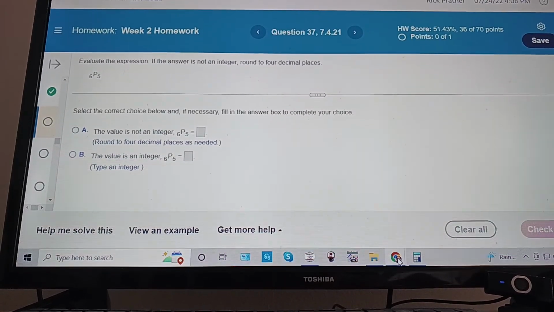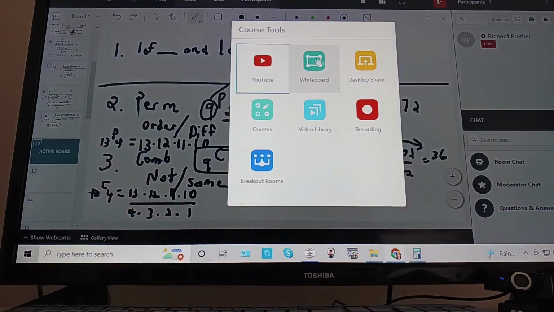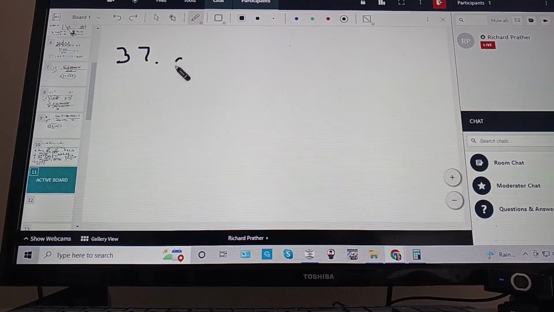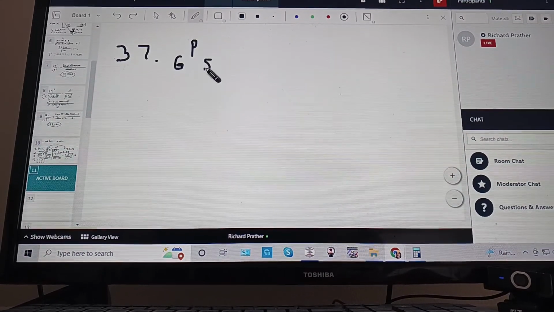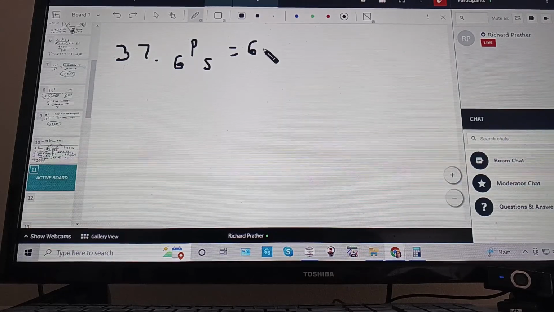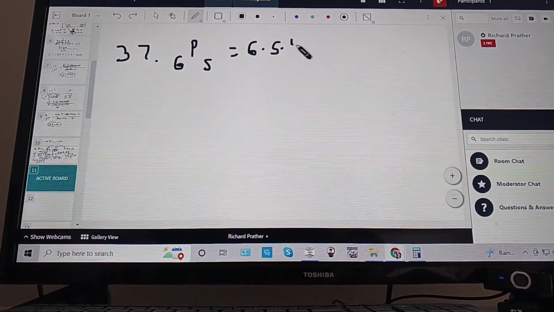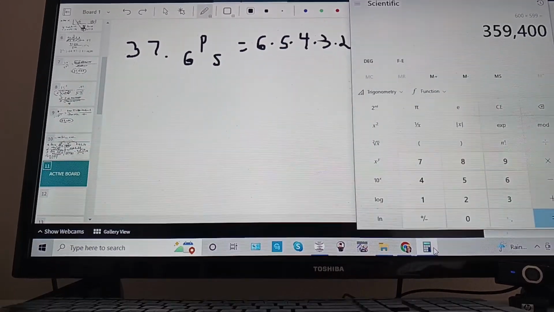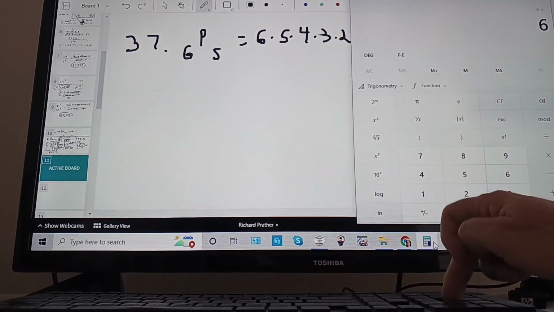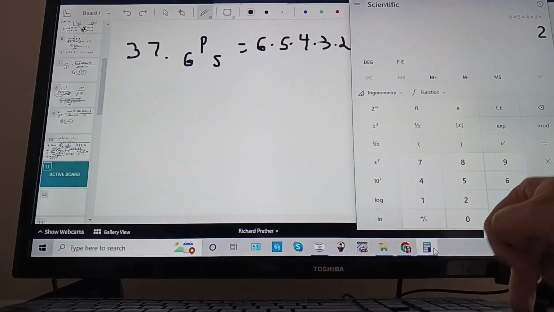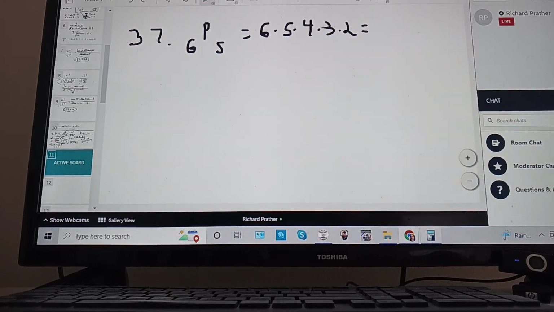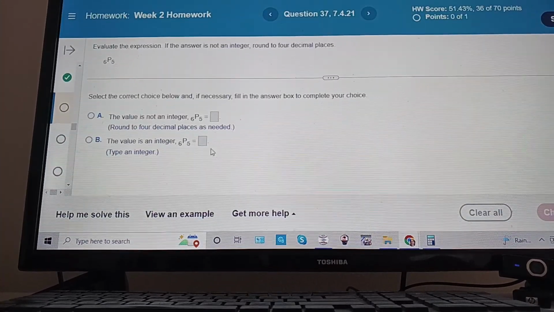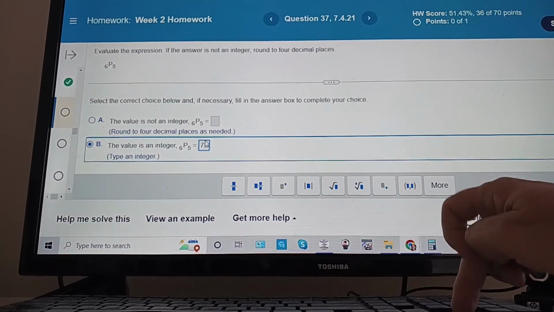Here's 6 permutation 5 for number 37. So 6 permutation 5, here's how I do them. I start at 6, decrease by 1 5 times. 1, 2, 3, 4, 5. It doesn't even go all the way down to 1, even though if it did, it would be the same answer. 6, 5, 4, 3, and 2. Stop after 5 numbers. This answer is 720. Which is an integer, 720.